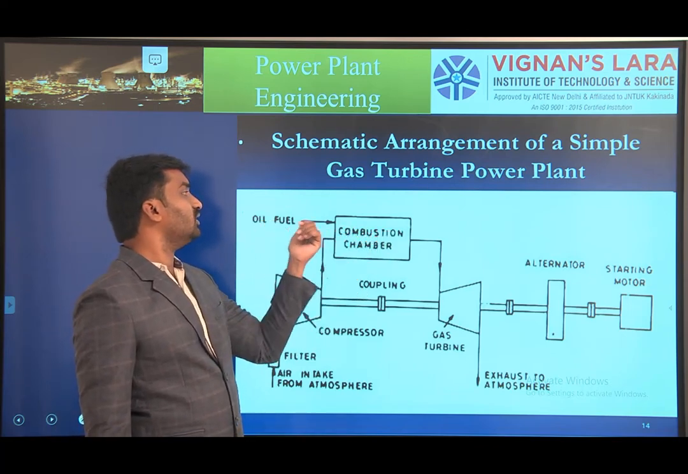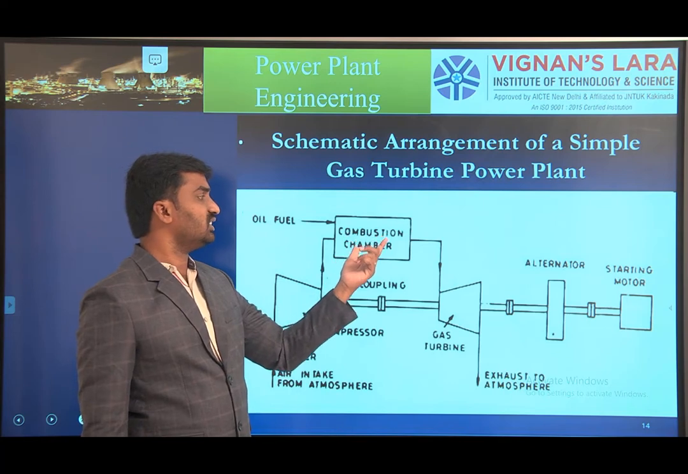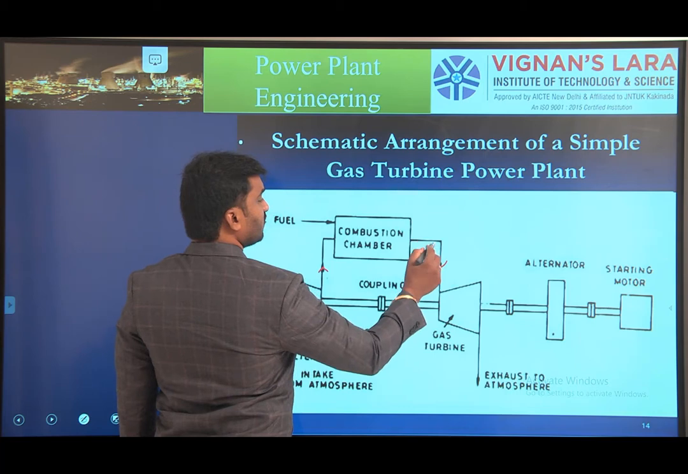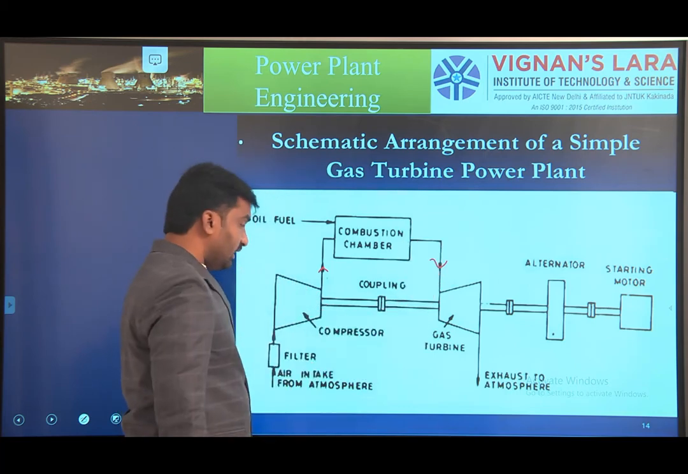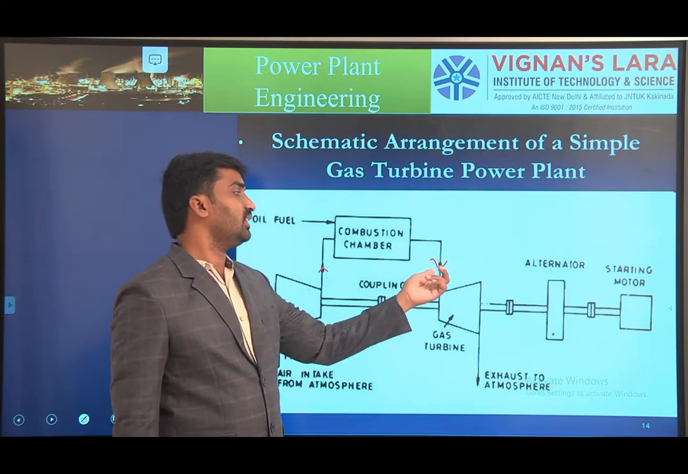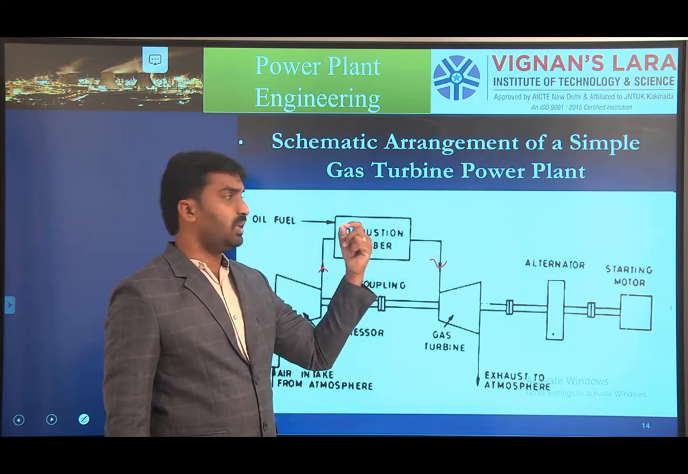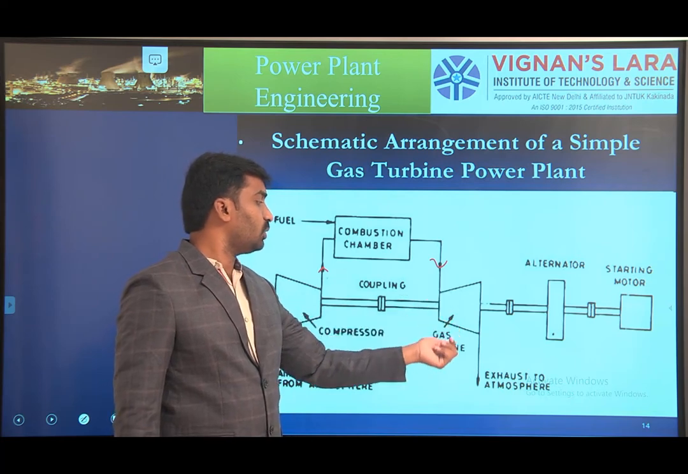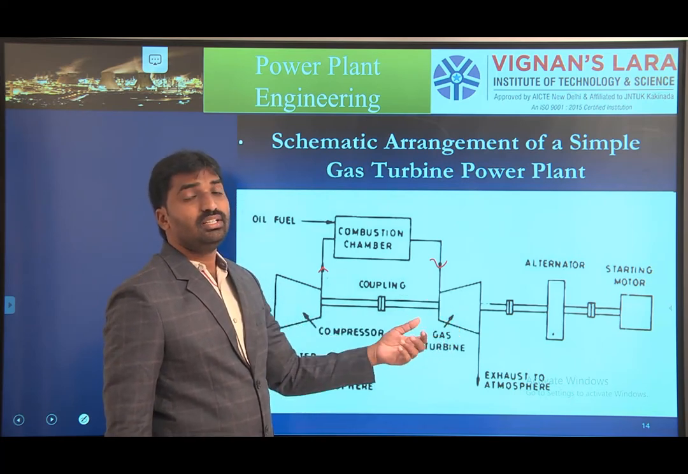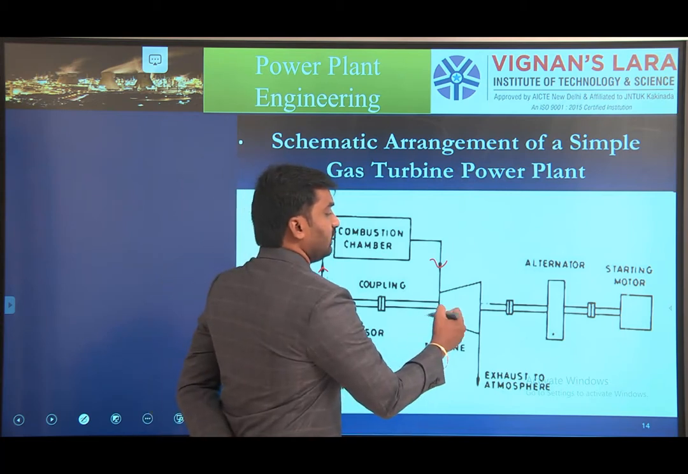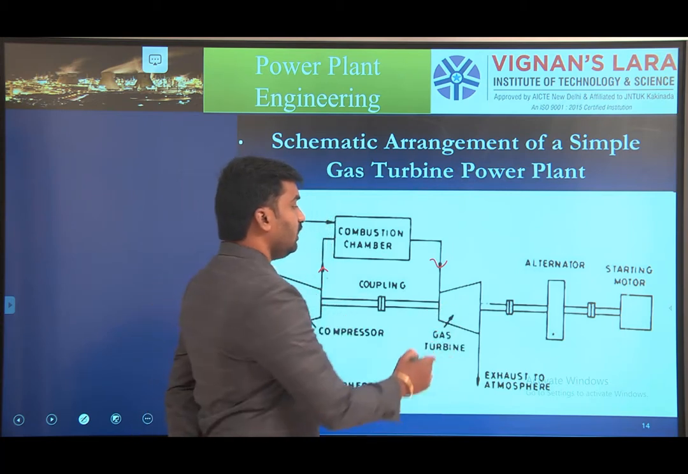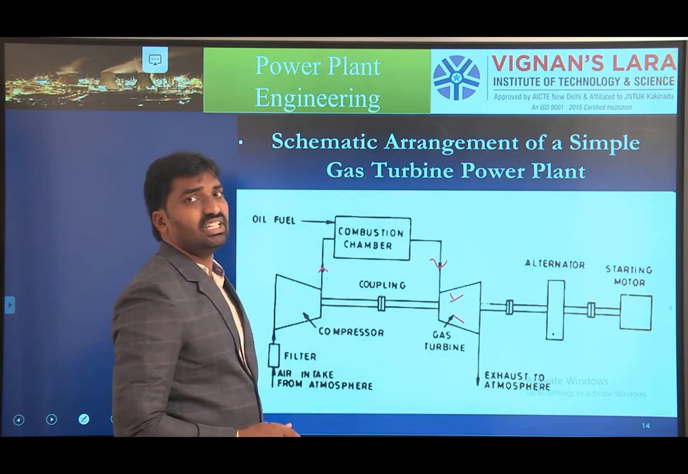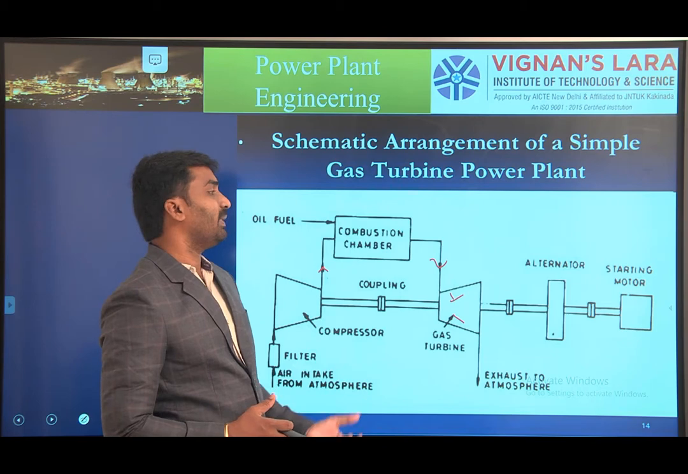At the same time, we need to supply the fuel here. Here the combustion takes place. After the combustion, it creates some amount of heat energy. That heat energy gives high temperature and pressure gases. Those gases flow through a gas turbine. Okay. So in this gas turbine, the gases are expanded and it starts rotating the turbine. That means here the kinetic energy is converted into mechanical energy.